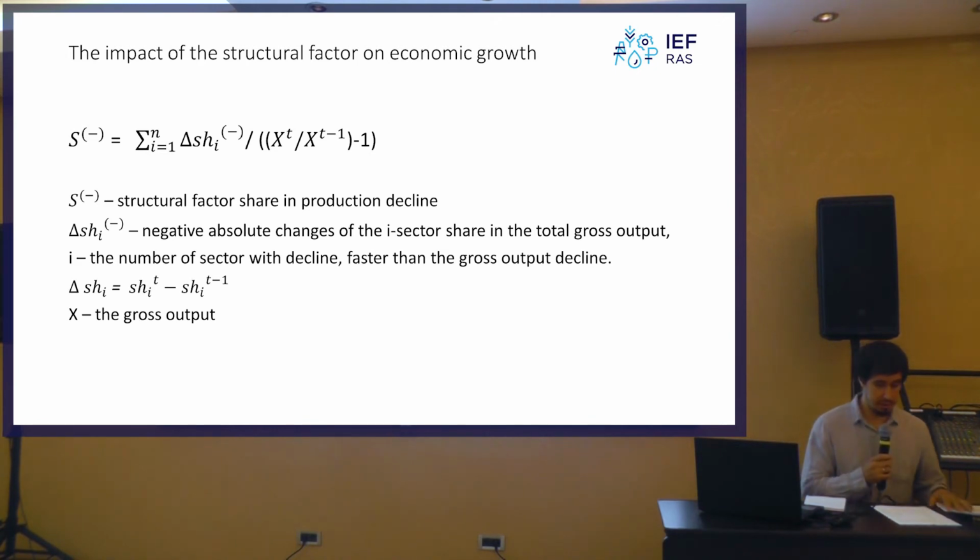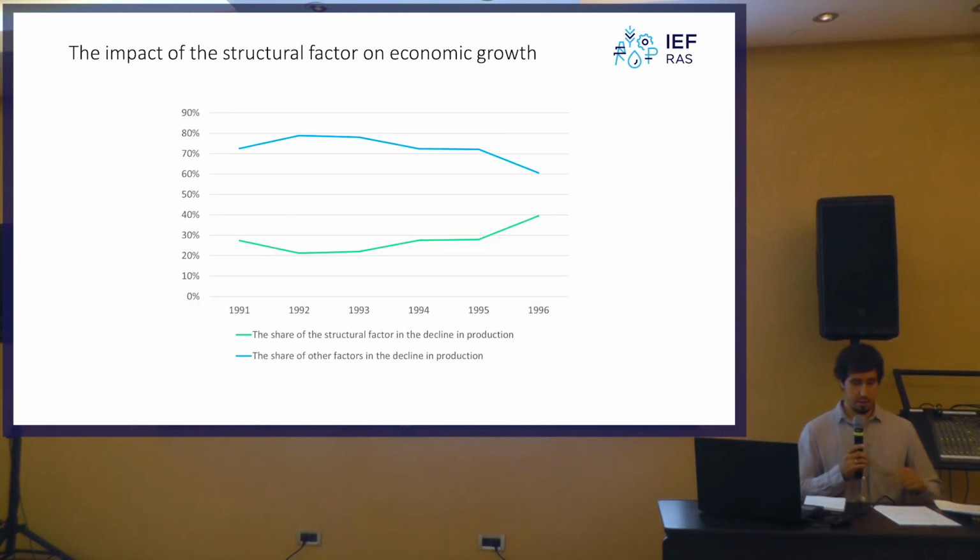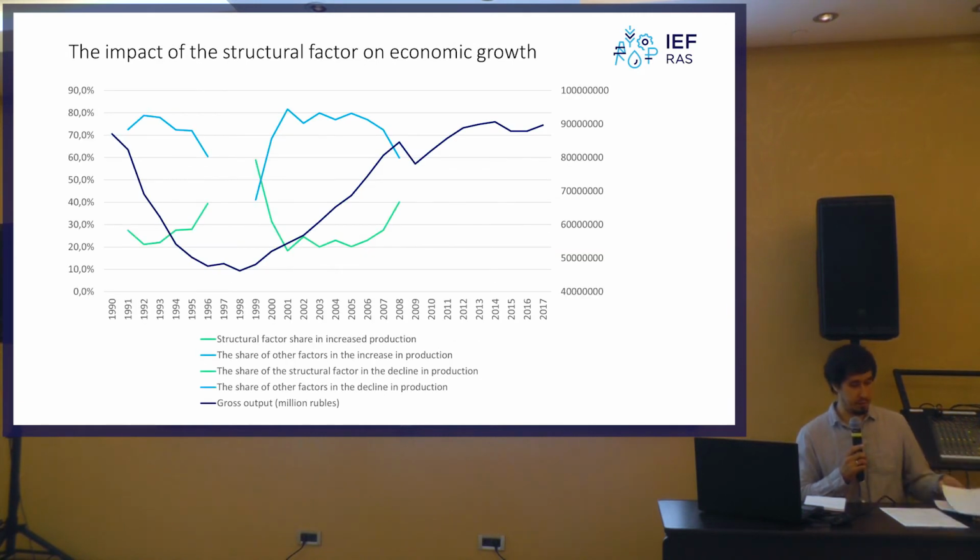This formula is the same one, but we use it for a period of economic decline, and here we use delta share, which is the negative absolute changes of the sector share. And this graph shows us the contribution of the structural factor to economic decline during the decline period of the Russian economy.